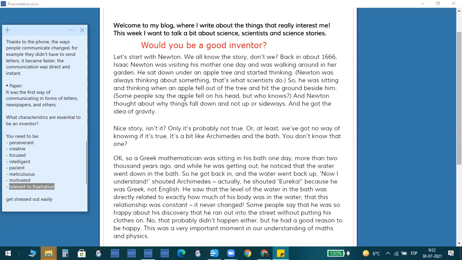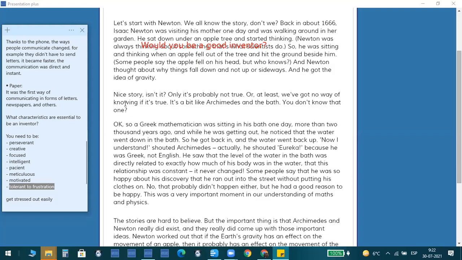Some people say that the apple fell on his head, but who knows? And Newton thought about why things fall down and not up or sideways, and he got the idea of gravity. Nice story, innit? Only it's probably not true, or at least we've got no way of knowing if it is true. It's a bit like Archimedes and the bath.